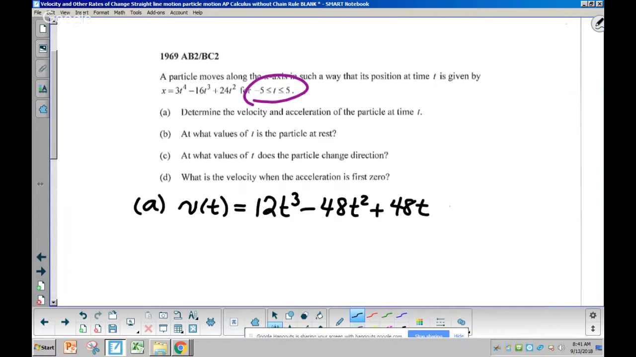And then it's also asking for the acceleration. So how do we define the acceleration? We just take the derivative of velocity. Using the power rule here, it's going to be 36t squared minus 96t plus 48. Boom, that's 2 points out of 9. We're doing good.